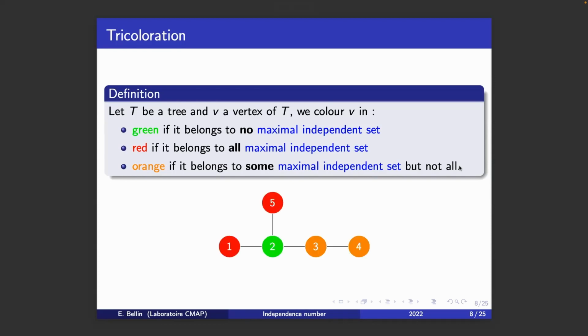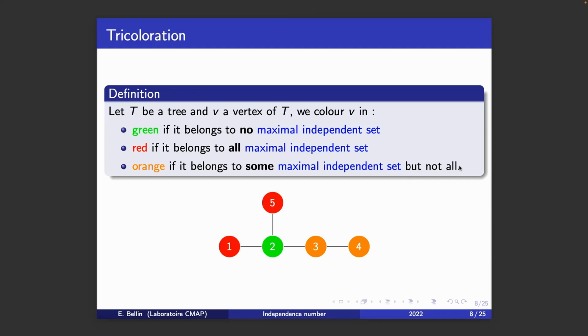Let me give you an example. Here I have a tree with 5 vertices. We see that in this particular case, we have exactly 2 maximal independent sets: 1, 5, 3 and 1, 5, 4. So for instance, the vertex number 2 is in no maximal independent set, so I color it in green. 1 and 5 are in both maximal independent sets, so in red. And 3 and 4 are orange because they belong to only 1 maximal independent set.